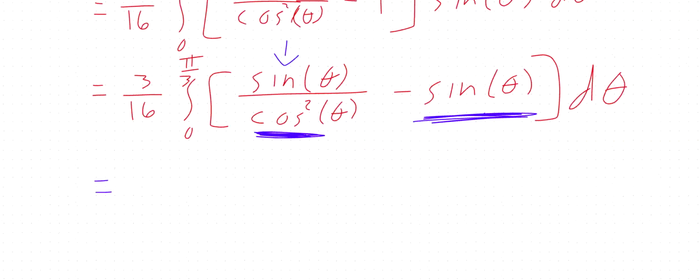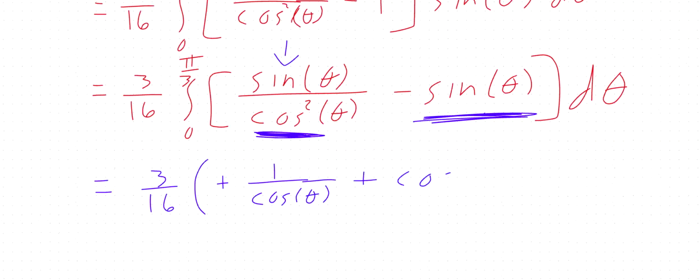So we get 3 over 16. Then it's going to be a negative 1 over, negative out front. Negative will cancel. That's just a positive. Plus cosine going from 0 up to pi over 3.